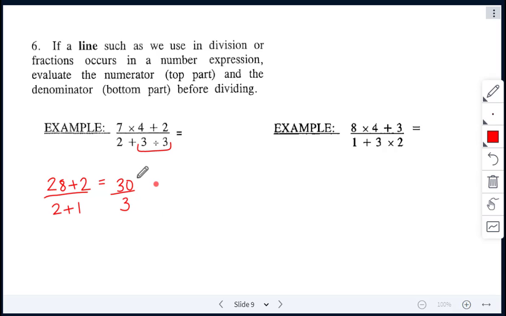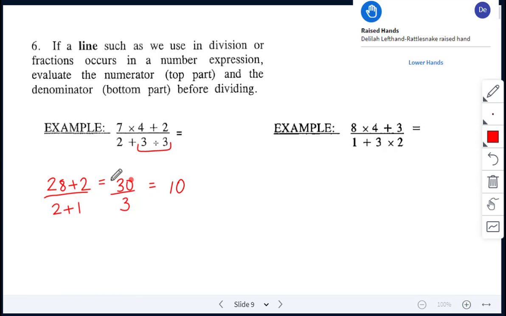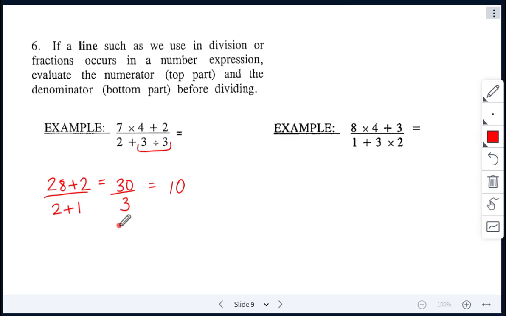So notice how I did my numerator, then I did my denominator, and now I can go ahead and reduce. So remember, 30 over 3, this is the same thing as a division. 30 over 3, that's 30 divided by 3. So my answer here is 10. All right. So sometimes students get confused a little bit here with the fraction. You can either reduce the fraction or divide.